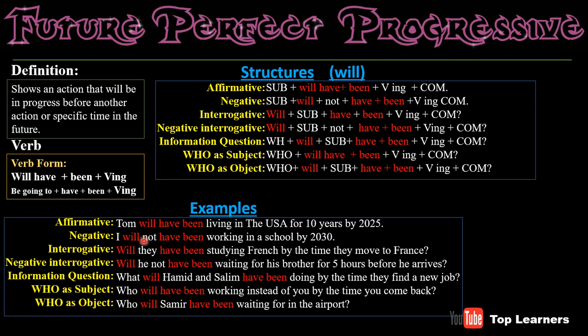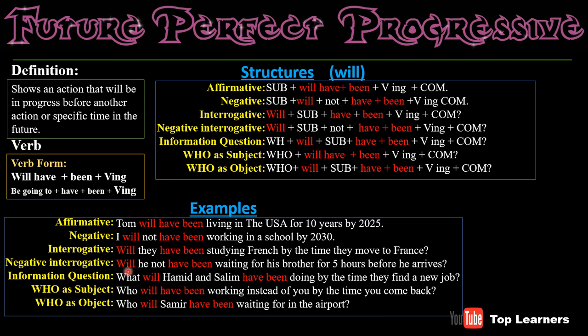And for negative, we have I will not have been working in a school by 2030. For asking a question like, will they have been studying French by the time they move to France? The time clause here is by the time they move to France. The time clause is in simple present tense, but it shows future.